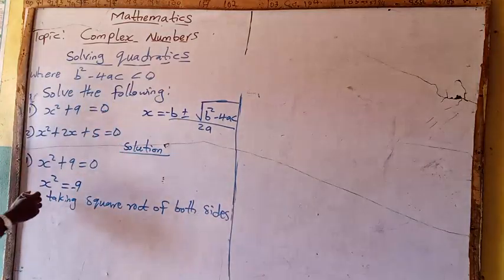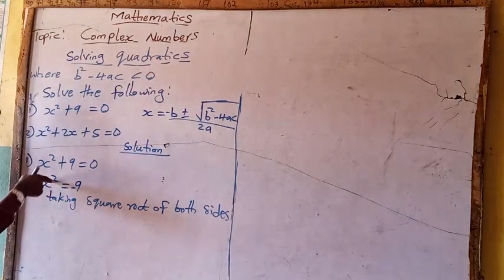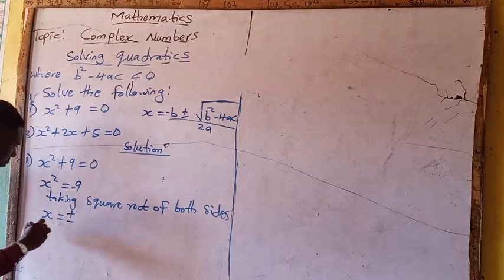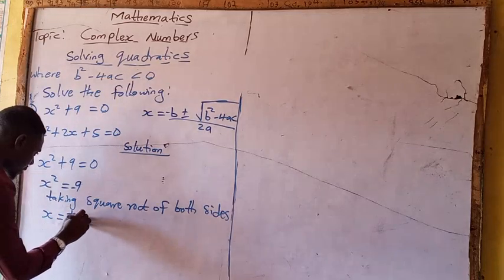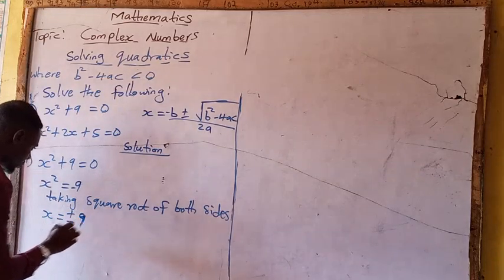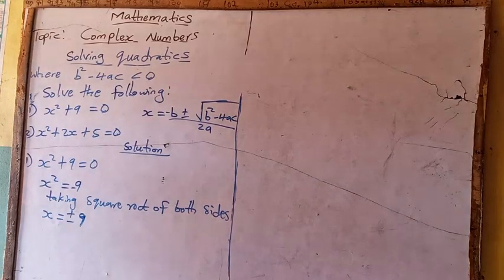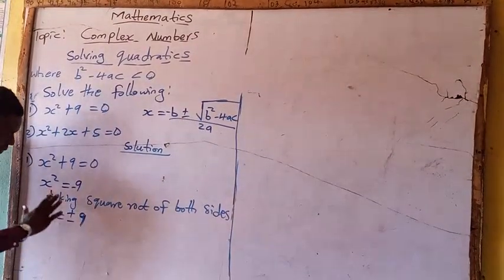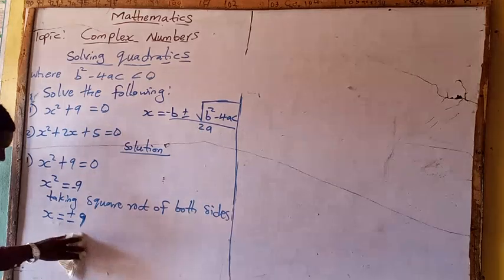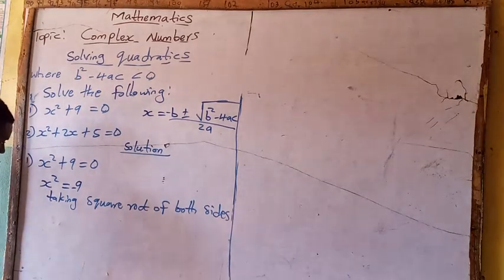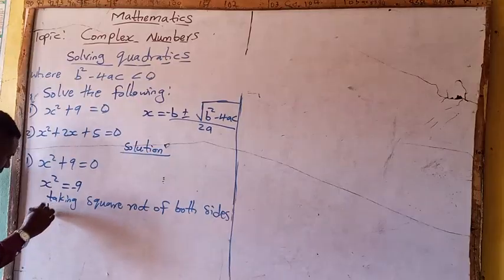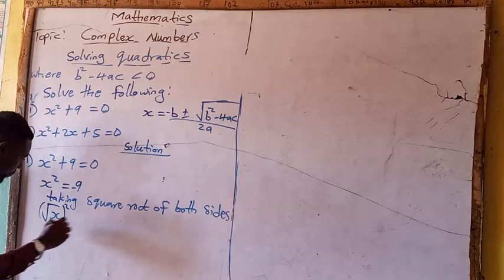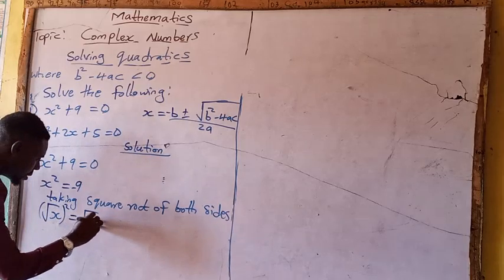Now when you take the square root of both sides, the square root will cancel this power 2 to give you just x. It will now produce plus or minus 9. Okay, let me just make it clearer. When you take the root of both sides, you have root x squared, then it's equal to root negative 9.